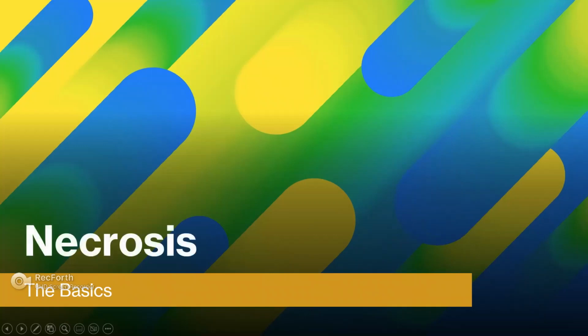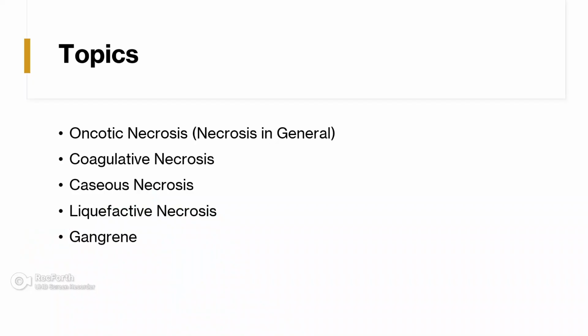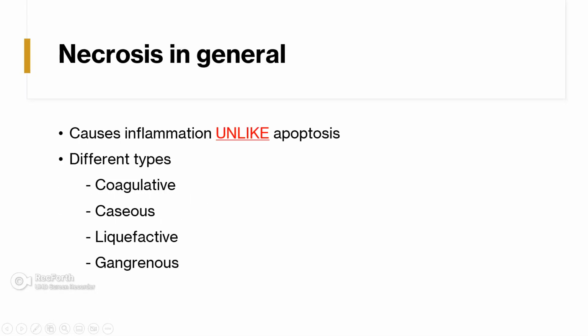Okay, so today we're going to go over necrosis. This is just the basics, but I figured that being a veterinary student myself, it'd be easier for a student to describe it to a student in hopefully a more understandable way than a pathologist trying to explain it. Because sometimes you look at that as a student and think, what are they on about? So hopefully this helps. We're going to cover briefly oncotic necrosis, which is just general necrosis, coagulative necrosis, caseous necrosis, liquefactive necrosis, and gangrene.